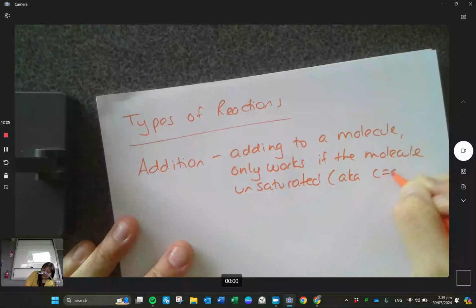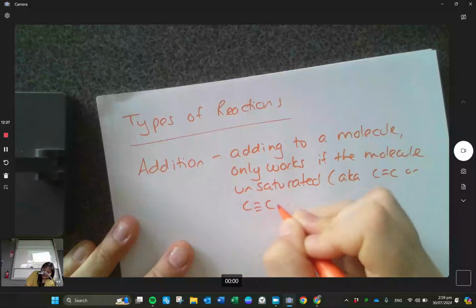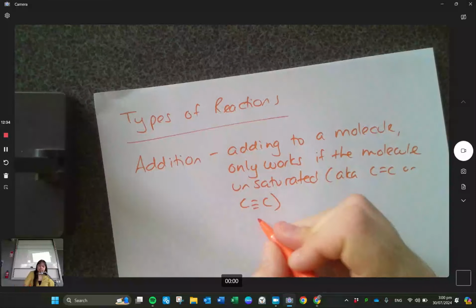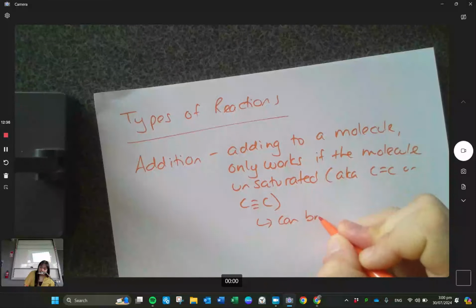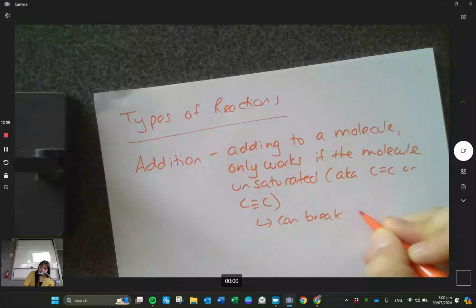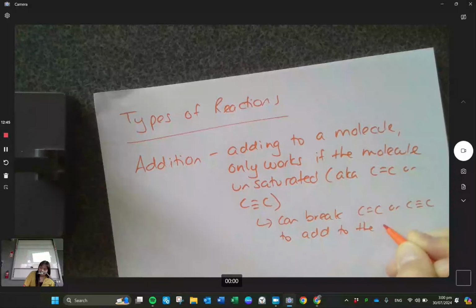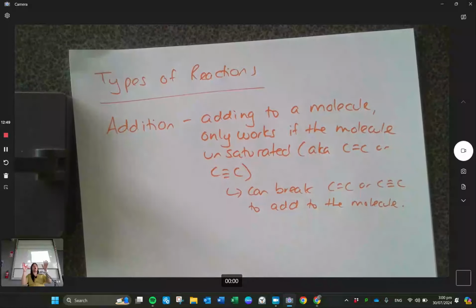AKA it is C double bond C or C triple bond C. All right? Because what that means is I can break the double or the triple bond and add to it. It doesn't work if I have a saturated molecule, so that means all my carbons have single bonds, because there's no way for me to add to something that already has 4 bonds. You can't have more than 4 things attached to your carbon. So that's what that is.